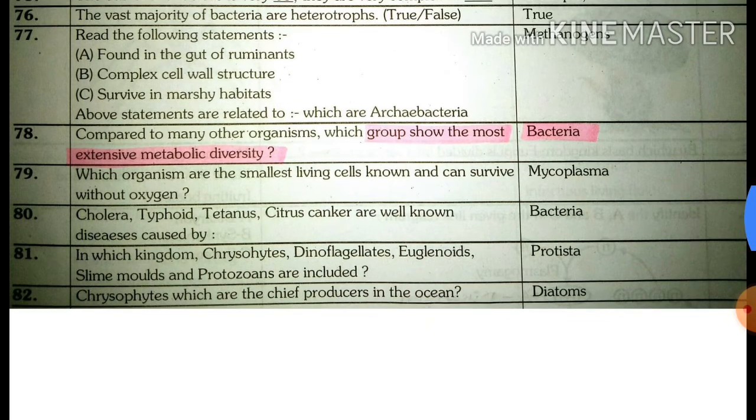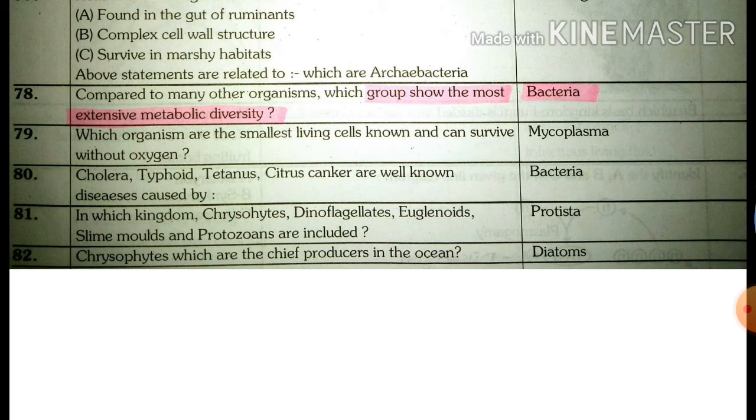Compared to many other organisms, which group shows the most extensive metabolic diversity? Bacteria, or you can say kingdom Monera. Which organism is the smallest living cell known and can survive without oxygen? Mycoplasma. Cholera, typhoid, tetanus, citrus canker are well-known diseases caused by bacteria.